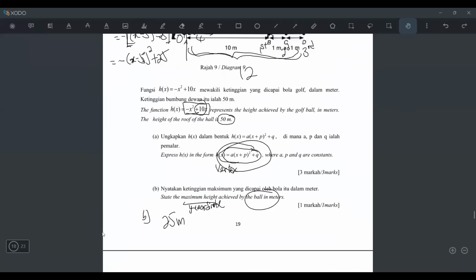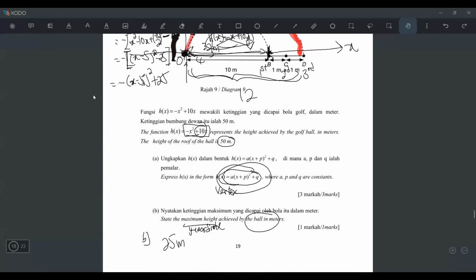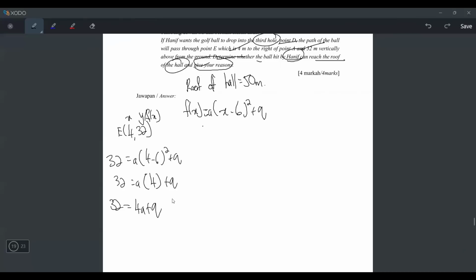Okay, there are a few points that we can use. Do you remember they mentioned point E, which is (4, 32)? So definitely I can substitute, right? Because the curve passes through point E, which is (4, 32), it means I can substitute x equals 4 and y equals 32. So the equation will be 32, because you can substitute 32 for y or f(x). y and f(x) are the same thing. So 32 equals a(4 - 6)^2 + q. Now you will get 32 equals a times... 4 minus 6 is -2, -2 squared is +4, plus q. So 32 equals 4a + q. This is my first equation.